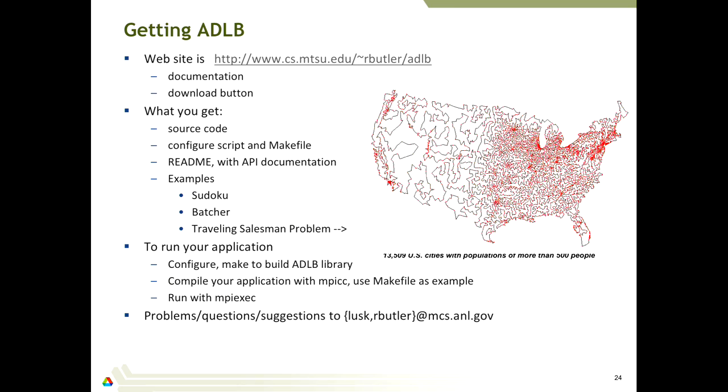You can get it if you like at this website. My partner Ralph Butler at Middle Tennessee State University keeps the repository. If there's a download button at that website, that will give you the source and the configure script that will build it on your machine. All the examples I've been talking about, including an example of the well-known traveling salesman problem, which can also be done as branch and bound searches, also work well with ADLB.